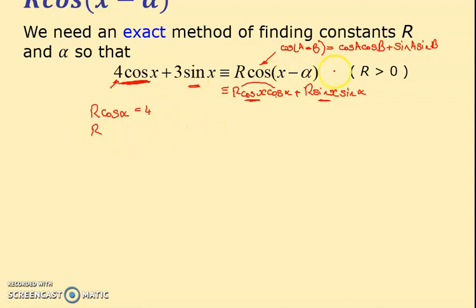And it tells me that r sine alpha must be equal to that 3. So you get these two equations, and now our job, I suppose, is to find r.